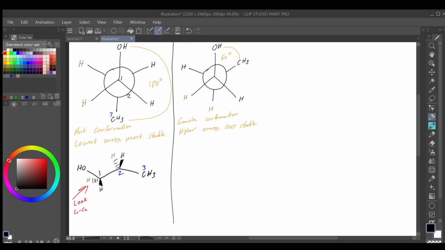Now we want to draw the line angle form of this ghost conformation. Start the same, every line angle looks like this, right? The carbon 1 still has the OH. Again, we did not touch the front carbon, we did not touch carbon 1, still the same, we just rotate the back carbon. So now that terminal carbon at the end of the line angle is no longer the methyl carbon 3, it is the hydrogen.